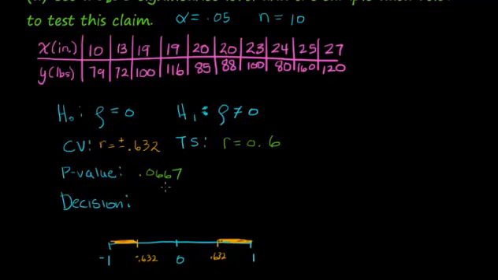Okay, so 0.0667 is my p-value and 0.6. So 0.6 is going to be here. It's not in the critical region. My 0.0667 p-value is not less than alpha, so I fail to reject the null hypothesis.